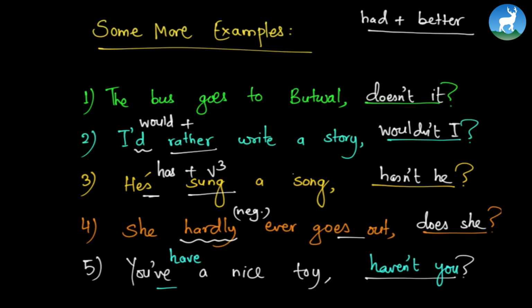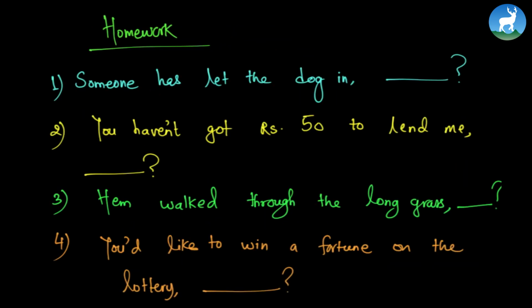Now I'm going to give you some homework as usual. Your homework is, you have 4 different sentences and you need to fill the blanks. The first one is, someone has let the dog in. Has is the verb. Hasn't they, hasn't he, had she. So find out the answer. You haven't got rupees 50 to lend me. Haven't got, yes. So, have you, had you, didn't you?